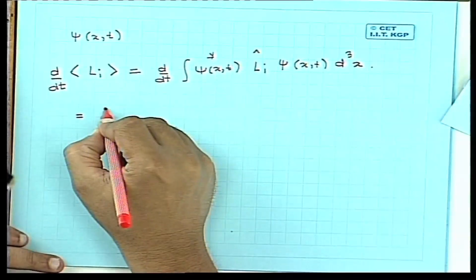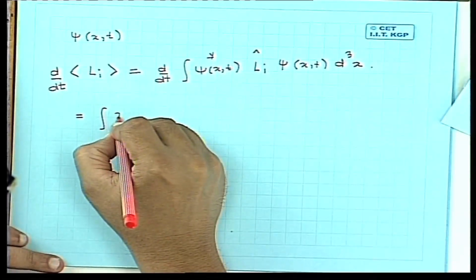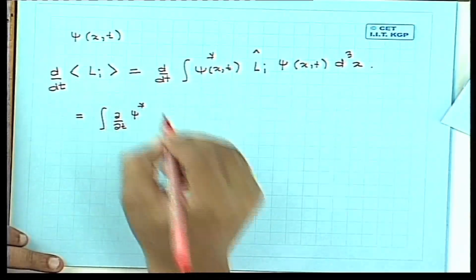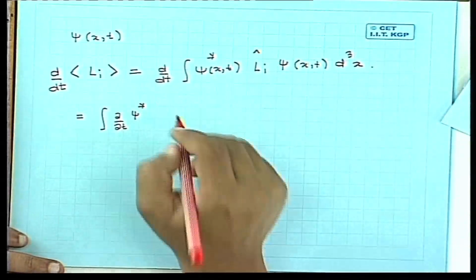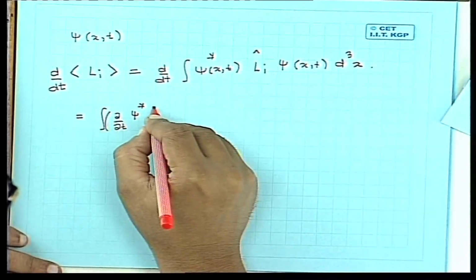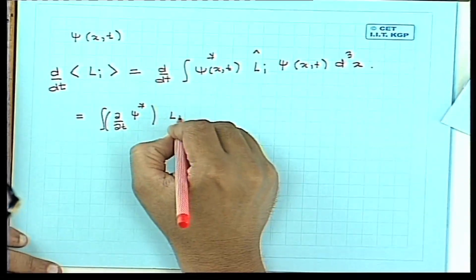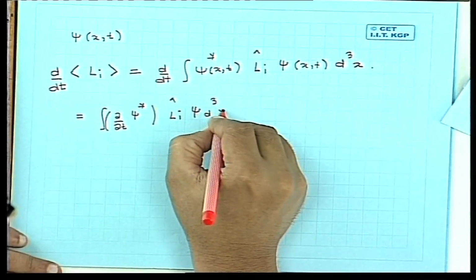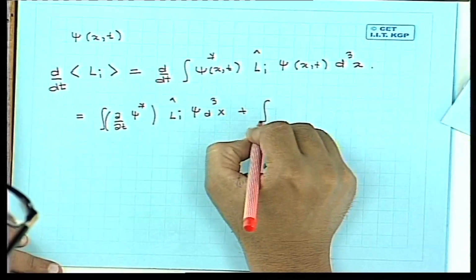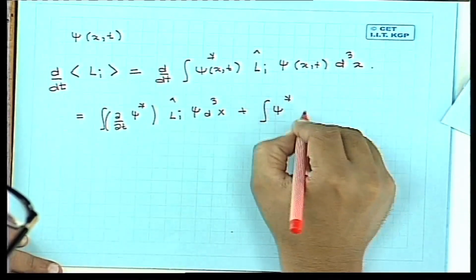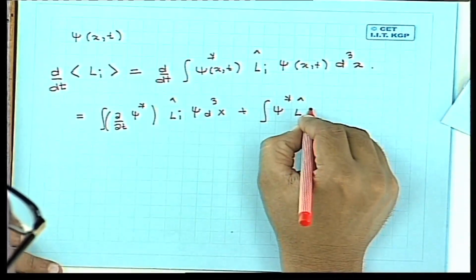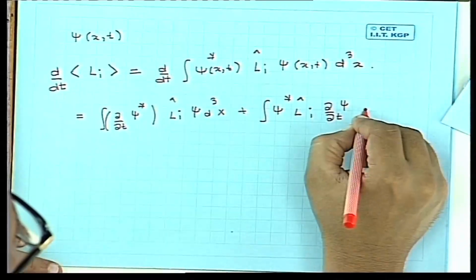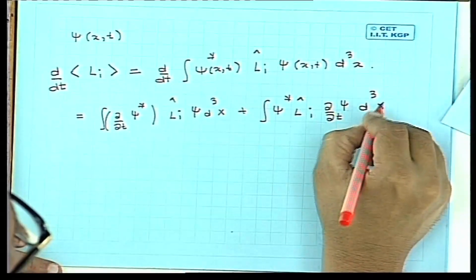And this is equal to del by del t of psi star. I am not showing the arguments explicitly anymore. So we have one term, which is del by del t of psi star Li psi d cube x, plus psi star Li del by del t of psi d cube x.